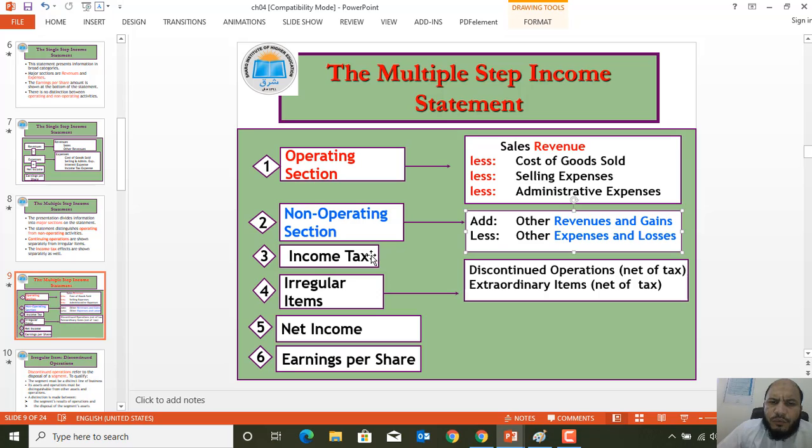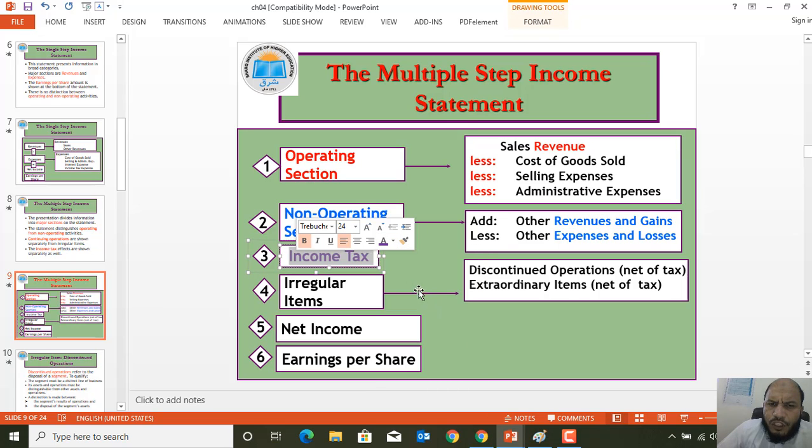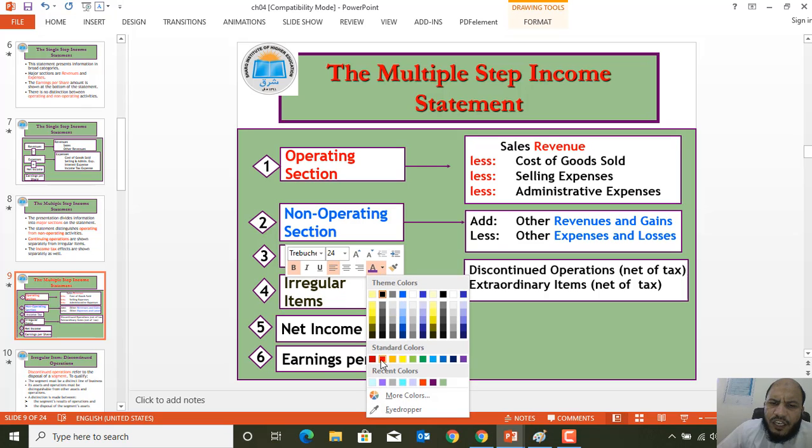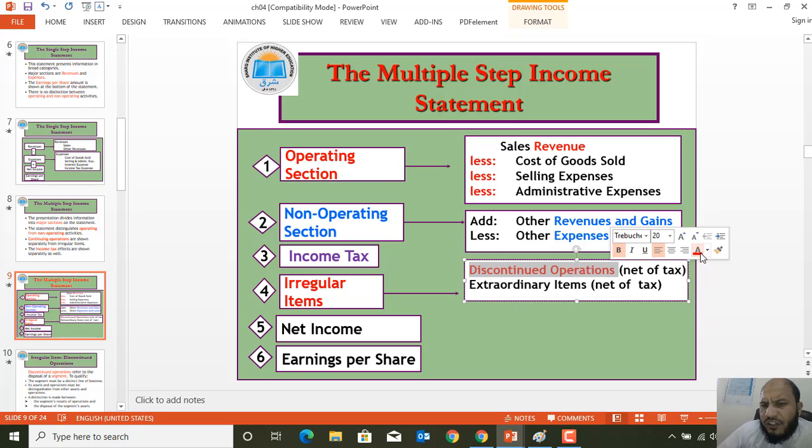We also have the third portion, which is called the income tax portion, and here we will show the amount of tax that we will pay to the government. We also have another portion called the irregular items, which are items that do not occur regularly, like discontinued operations and extraordinary items, for example, the exchange rate amount, etc.